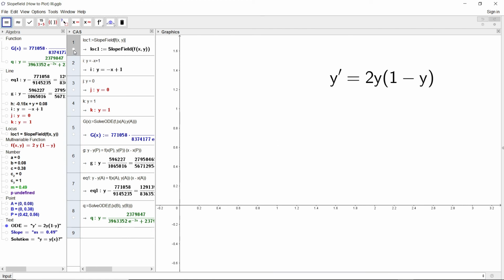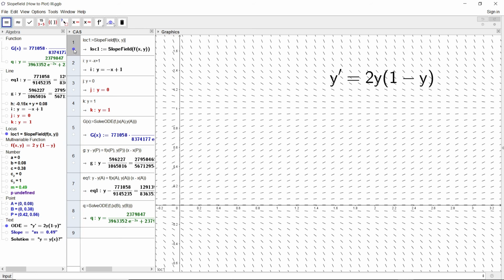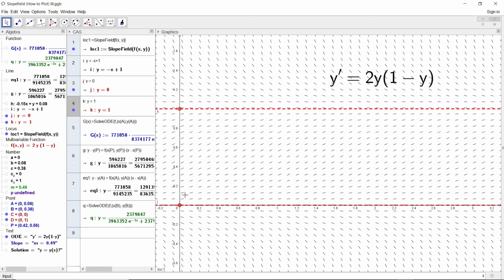Let's have a look at the behavior of the solution of the autonomous differential equation y prime equals 2y times 1 minus y in this applet. Let us first plot the direction field of this differential equation. And the constant solutions are shown by the red dotted lines. Here, the point 1 and the point 0 are the critical points.